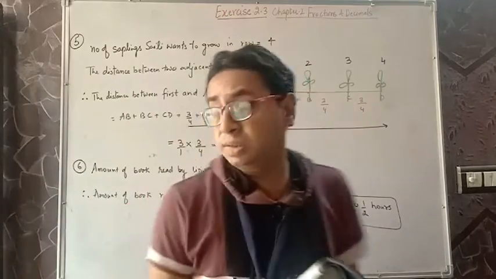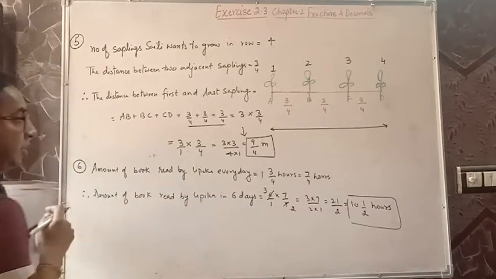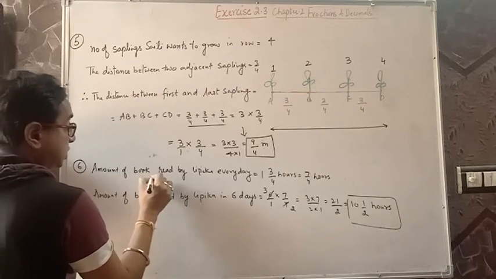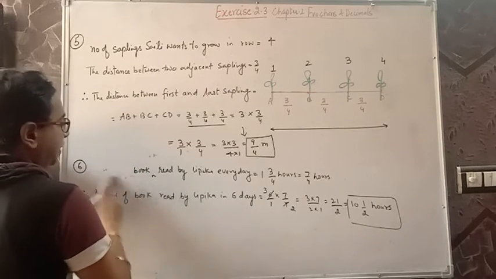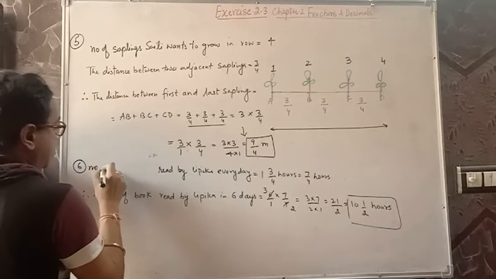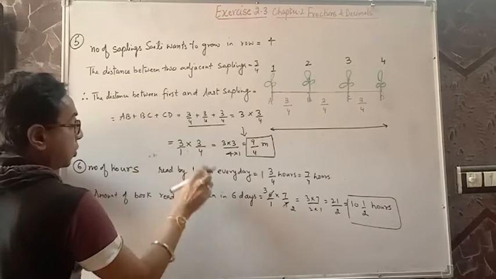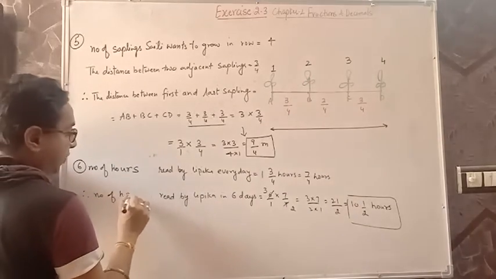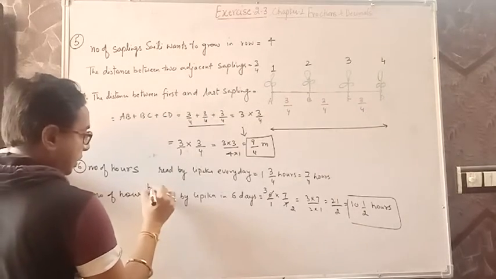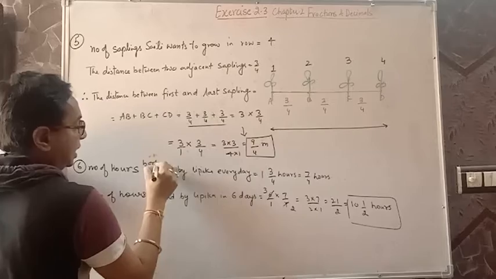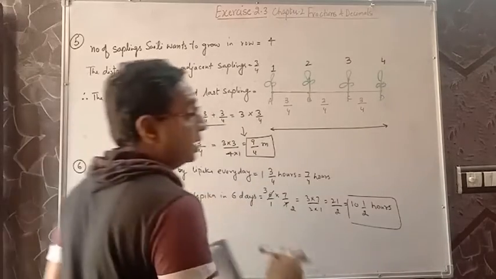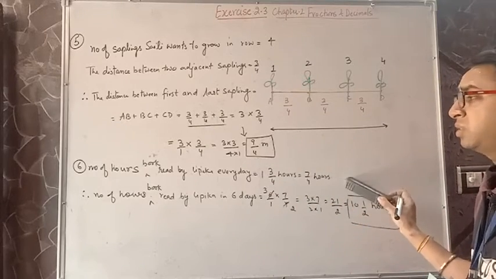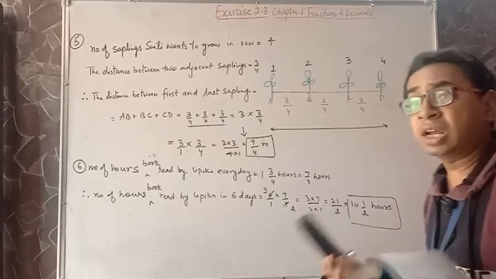For this, let me write it better. I can write the number of hours, because we have to find the number of hours. Number of hours the book is read by Lipika every day. Number of hours the book is read by Lipika in 6 days. Are we clear? Simple method, unitary method. Every day she reads this much. So in 6 days, how many hours will she be reading? Okay.